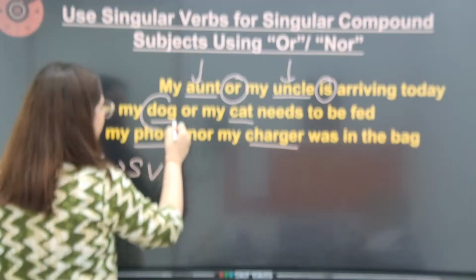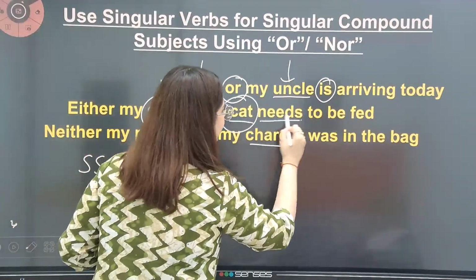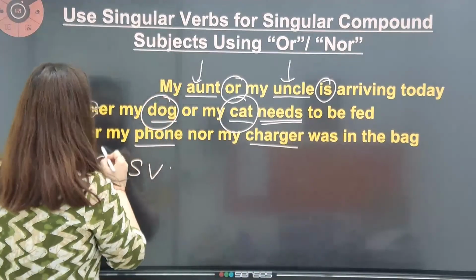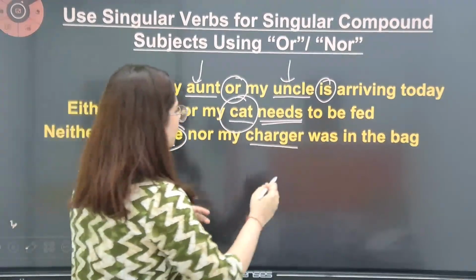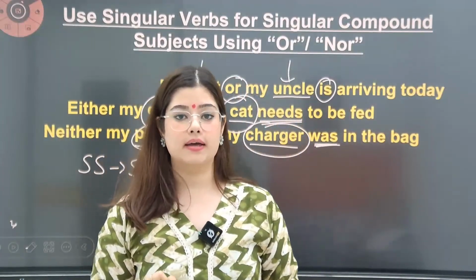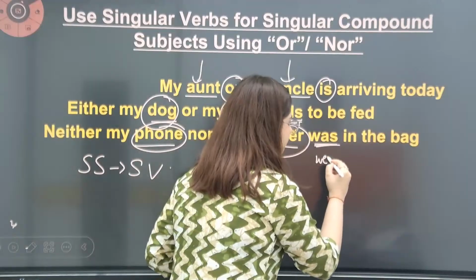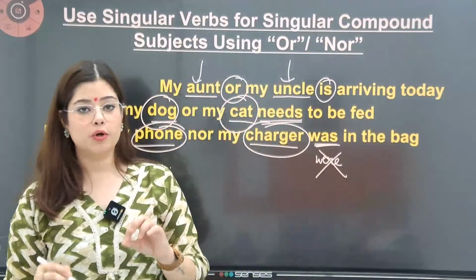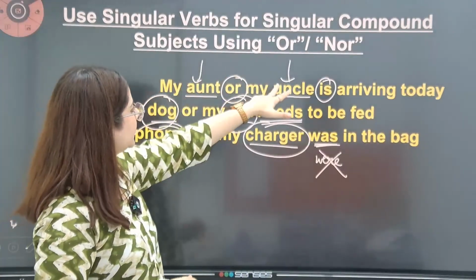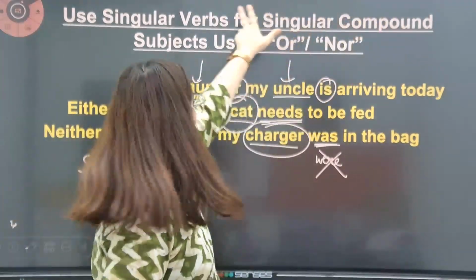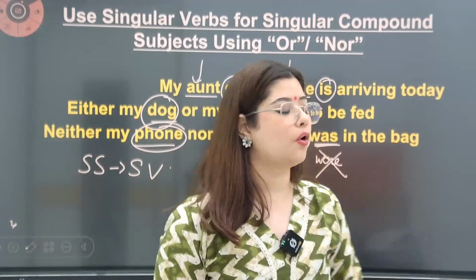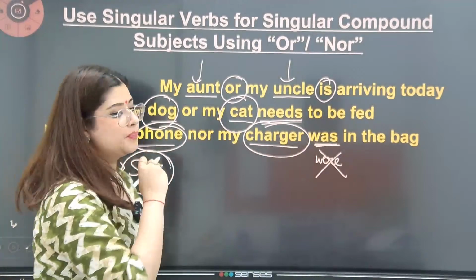Similarly, either my dog or my cat needs to be fed. Right? Neither my phone, singular, nor my charger, singular, was in the bag. If I write were here, this would be absolutely incorrect. Right? So, two singular subjects, when connected using or, nor, either or, neither nor, will take a singular verb form.